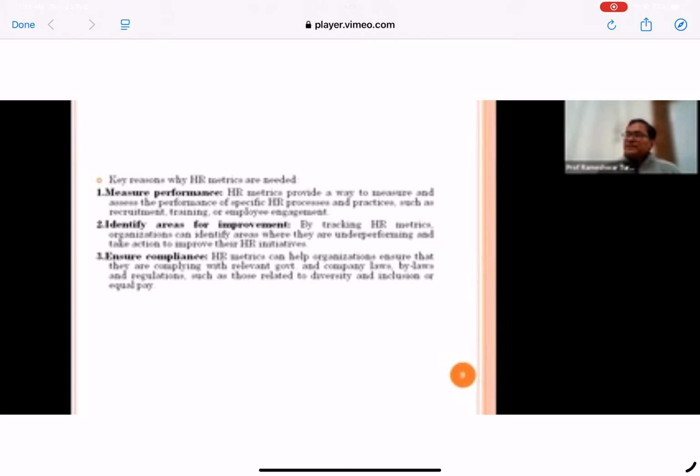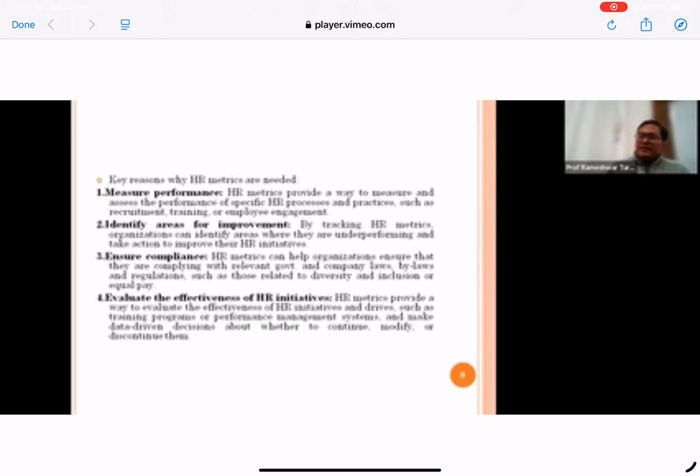For example, simple HR metrics. We have different categories in recruitment in government: general category, SC category, ST category, and so on. We need those numbers, percentage-wise. That helps us keep the compliance-related matters intact. Similarly, in safety, there might be some compliance issues, so it helps us to comply with the law. It helps us to check the effectiveness of HR initiatives. HR metrics provide a way to evaluate the effectiveness of HR initiatives and drives.